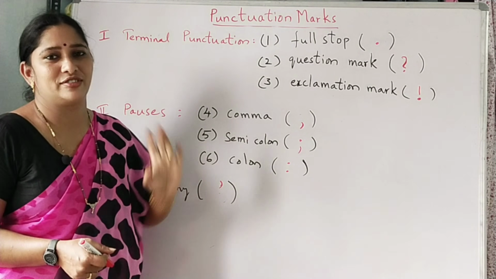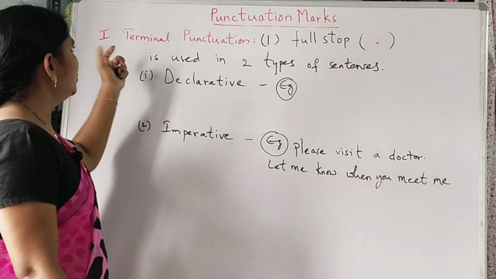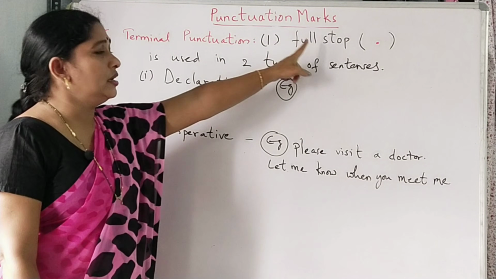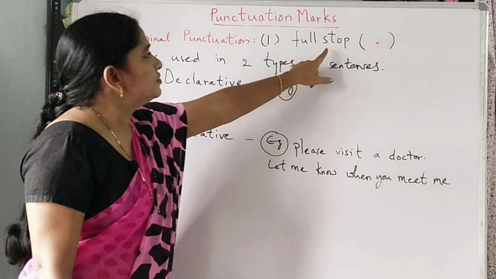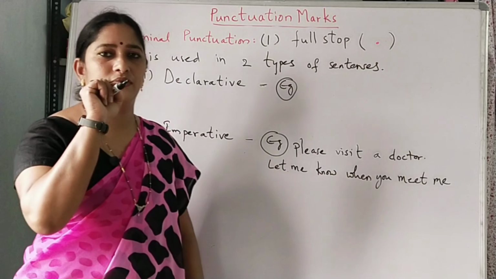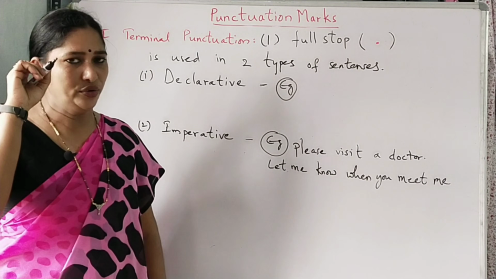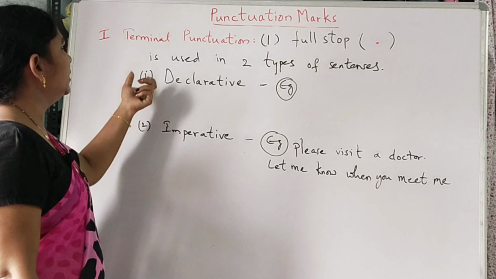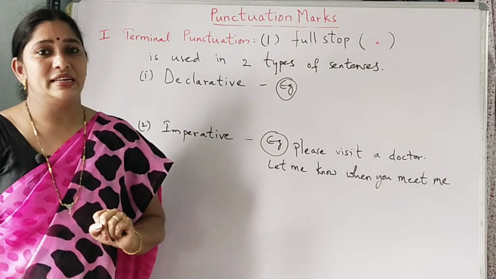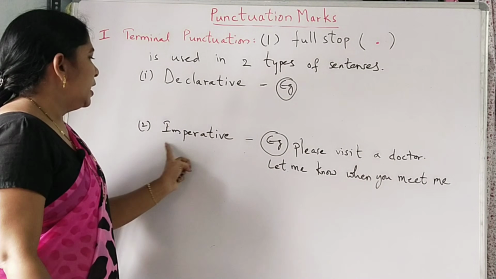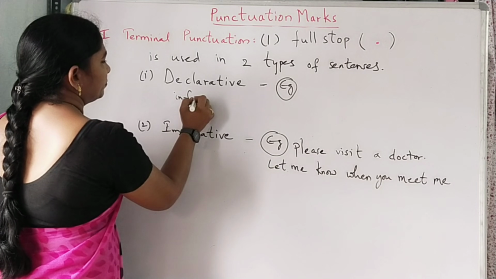The first one, full stop. Where is full stop used? What is the symbol for the full stop? Just a dot. At the end of any sentence we use full stop if it is completed. And this full stop is used in 2 types of sentences, declarative and imperative. Declarative means giving the information.